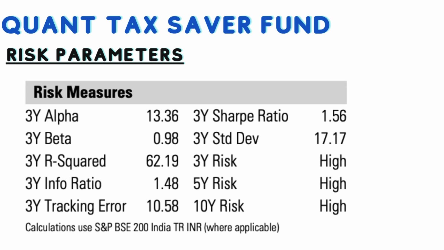And this fund has a 3-year R squared at 62.19, which means it behaves differently than its index. It behaves only 62% correlated to its index. Thus, there is high volatility in this fund plus a high Sharpe ratio also. That means you are getting the highest return for the risk taken as well.